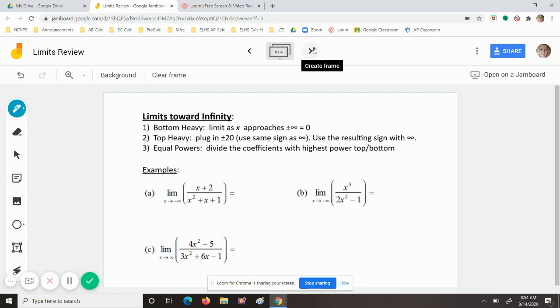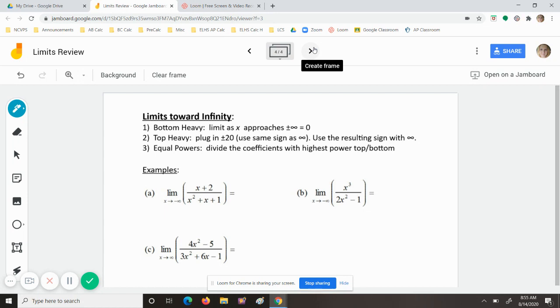Top heavy, you want to plug in a really big number using whatever sign the infinity is, and then whatever sign you get is the answer with infinity. So the only way with top heavy, you're only going to have a possible positive infinity or negative infinity. That's the only choices you could have. And then equal powers, you're going to divide the coefficients that happen with the highest power on top and bottom. So let's take a look.